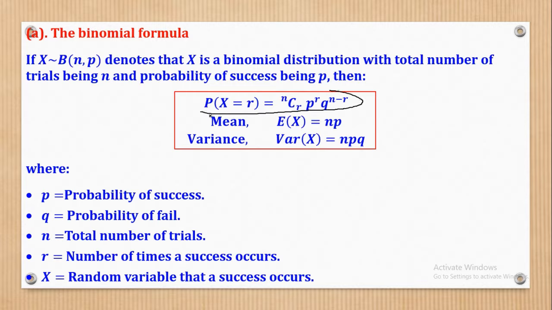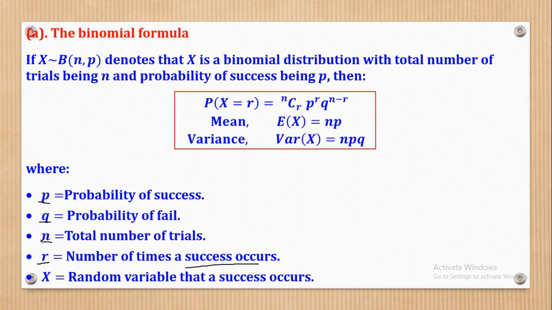Then another one is the formula for mean. The mean or expected value of X is given by NP, where N is the number of trials and P is the probability of success. Then the variance of X is given by NPQ, so all is the product. So P is the probability of success, Q is the probability of failure, N is the total number of trials, R is the number of times a success occurs.